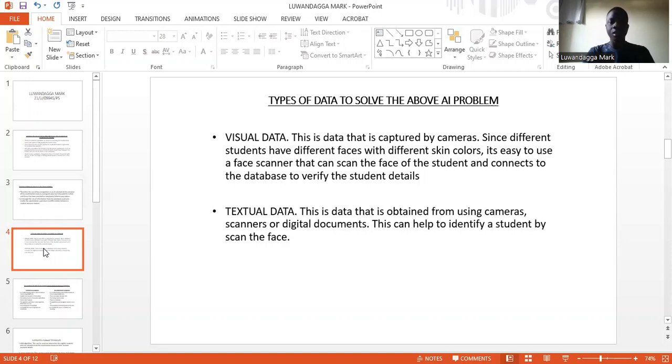Then textual data. This is data obtained from using cameras, scanners, or digital documents. In case the system is down, and someone has a letter from the college registrar with a QR code, they just have to scan it, then verify that the student has been granted permission to sit for the examination.